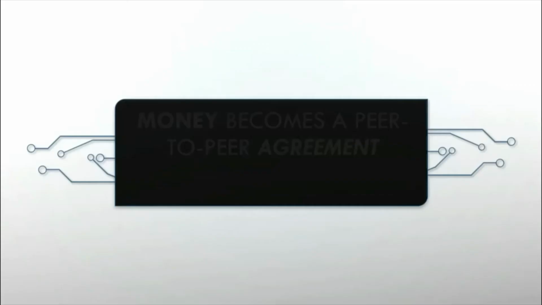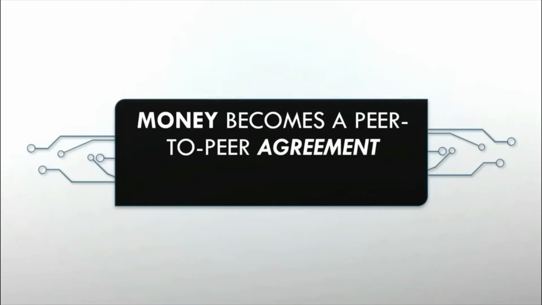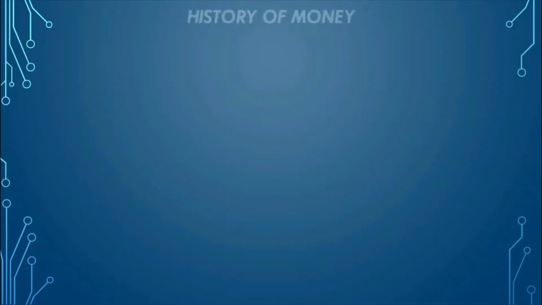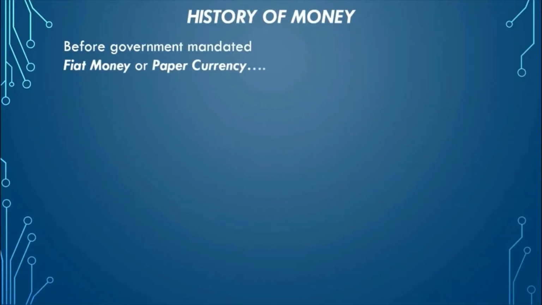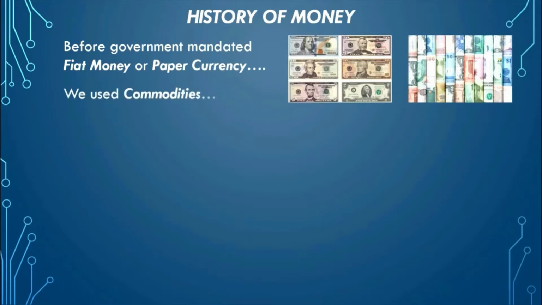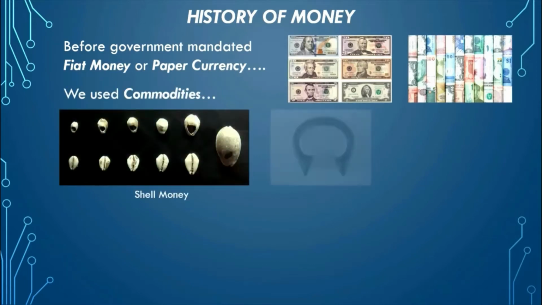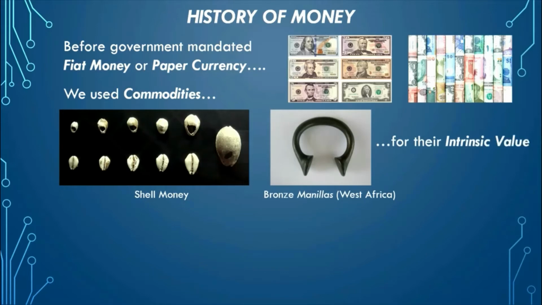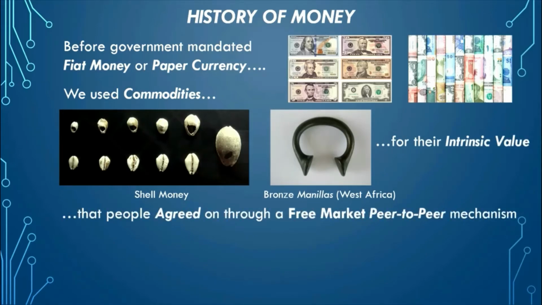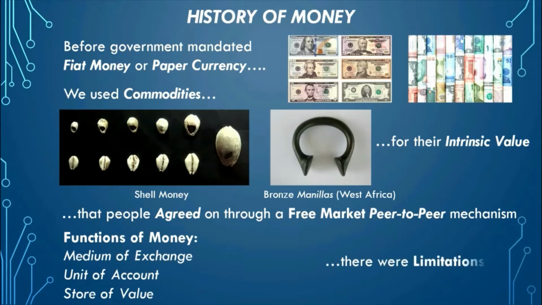The insight here is that money becomes a peer-to-peer agreement. In fact, this is how money came to be in the first place. Before government-mandated fiat money or paper currency, we used commodities such as shells or precious metals like bronze because they had intrinsic value. And because people agreed on the intrinsic value of these commodities through a free market peer-to-peer mechanism, these commodities served the functions of money. But they had their limitations.